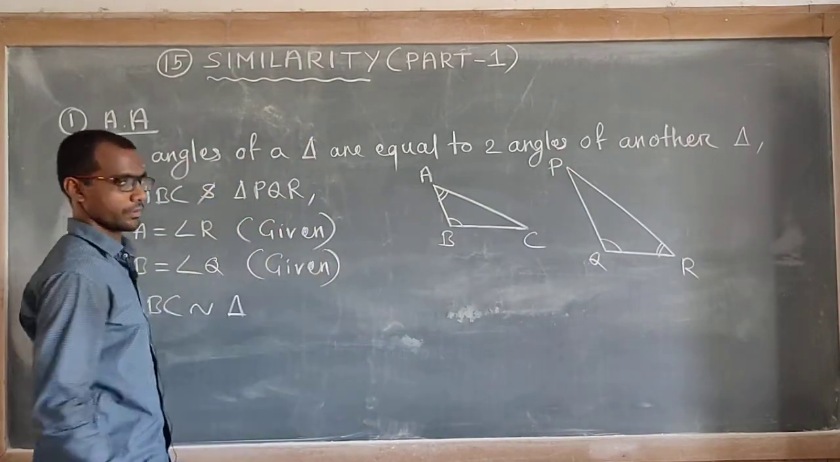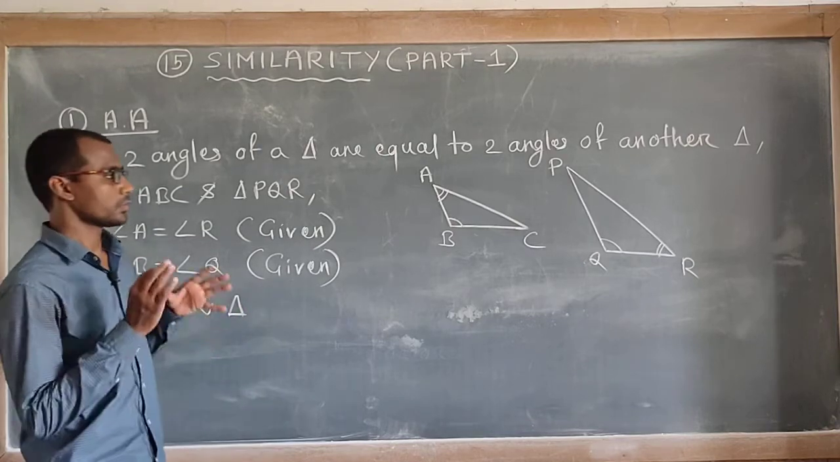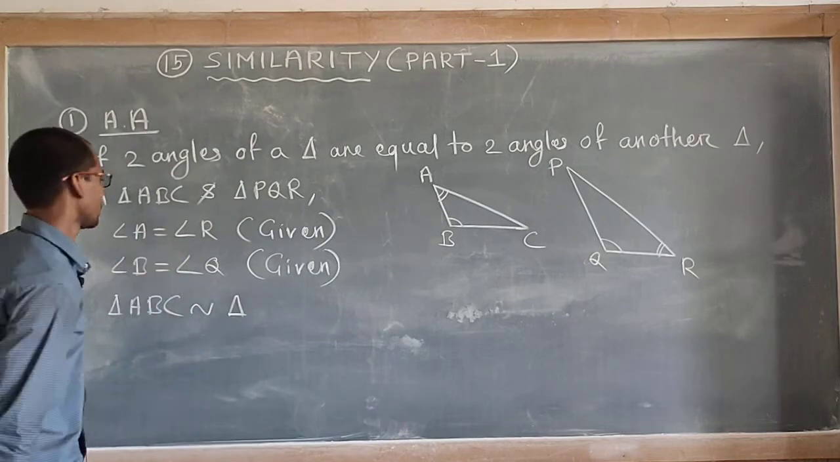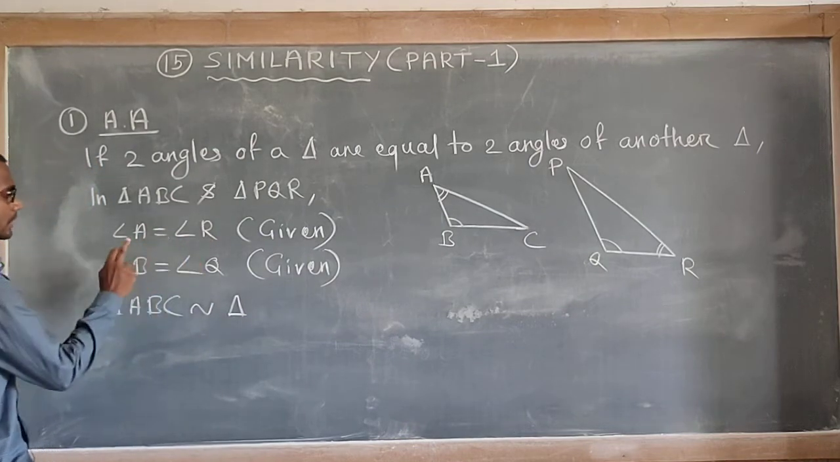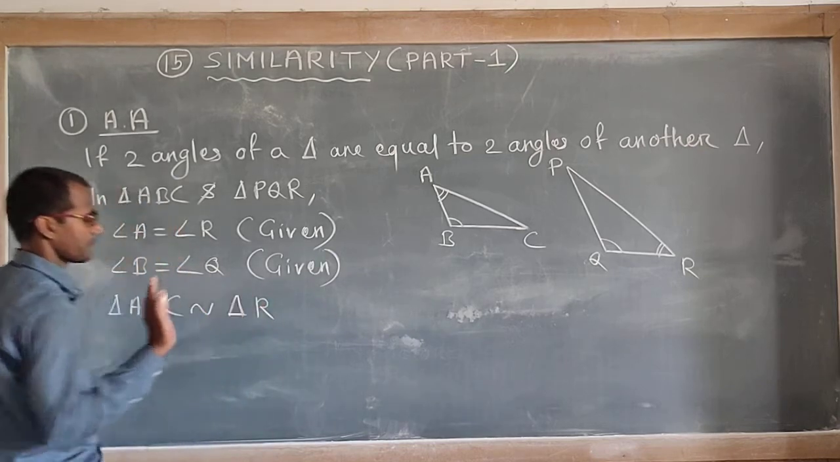Randomly do not write PQR. We have to find the order. While finding the order, you don't need to look at the triangle. You just need to look at what you have written. See, angle A is equal to angle R. So A corresponds to R. A first means R first.